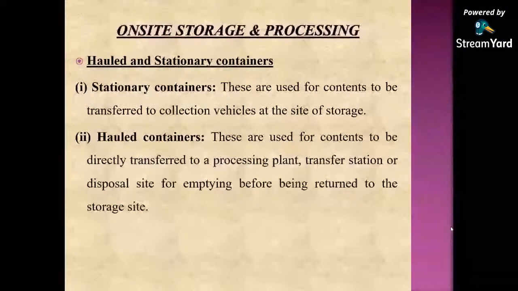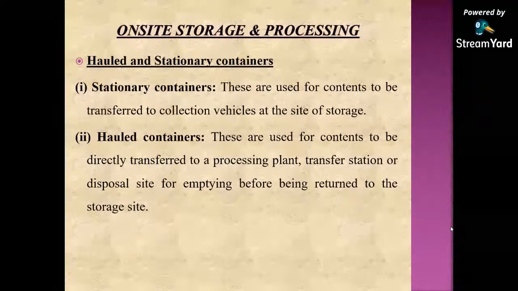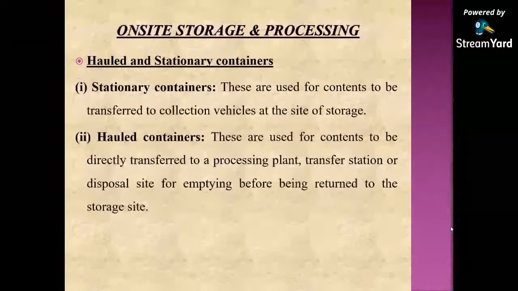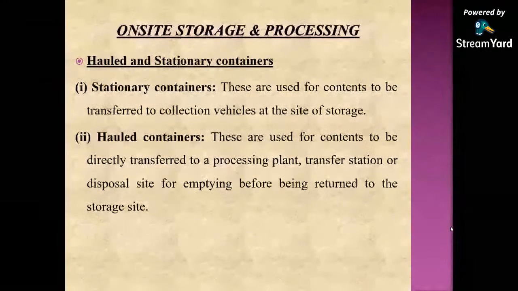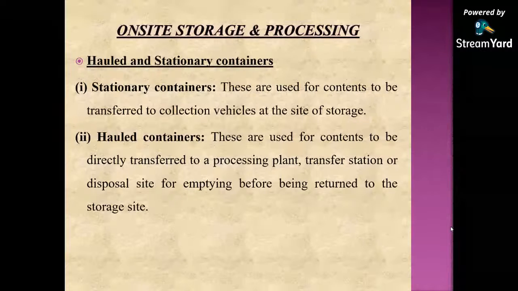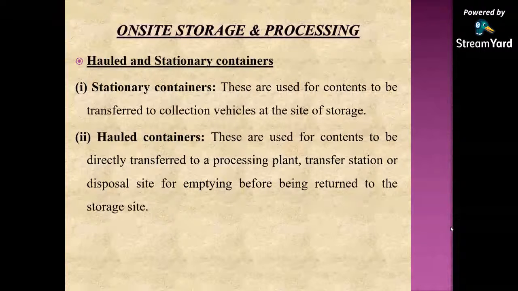Smaller containers are usually handled manually, whereas the larger, heavier ones require mechanical handling. So the containers may fall under two categories. First is stationary containers and second is hauled containers. Stationary containers are used for contents to be transferred to collection vehicles at the site of storage. And the hauled containers are used for contents to be directly transferred to the processing plant, transfer station, or disposal site.